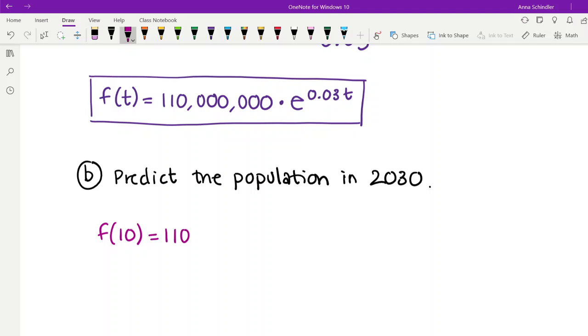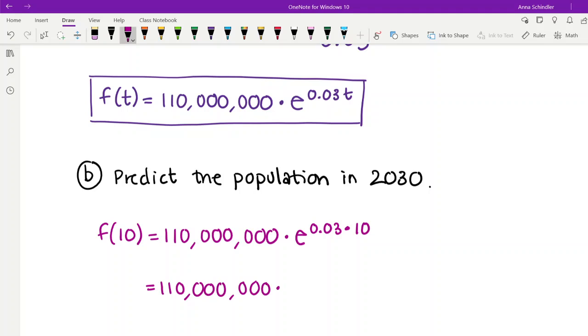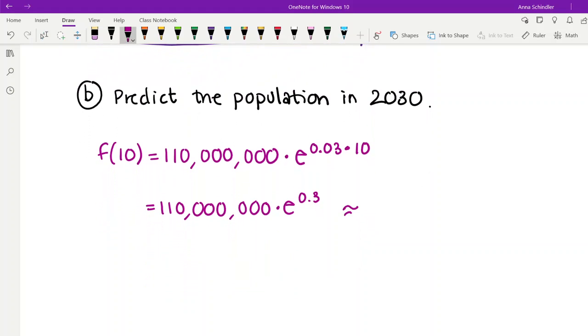So we want to do f of 10 to represent 10 years after the starting point. And so we have 110 million times e to the 0.03 times 10. Another way of writing that would be 110 million times e to the, when we multiply 0.03 times 10, that becomes 0.3. If you type this all into your calculator, you should find that it is approximately, and I'm going to round to the nearest person since we're talking about people, you can't have part of a person, you would get 148,484,469 people.